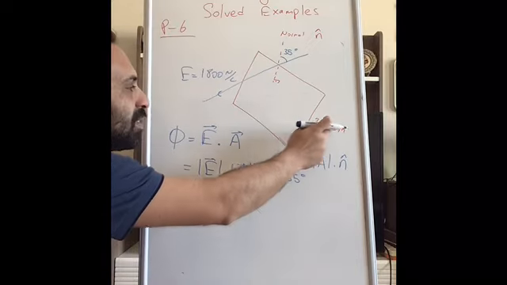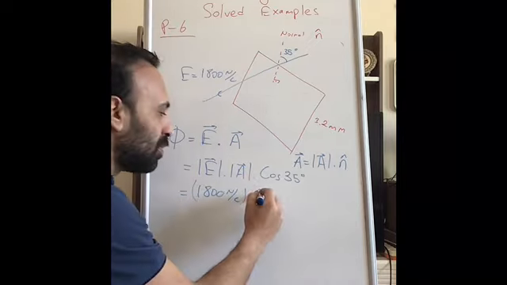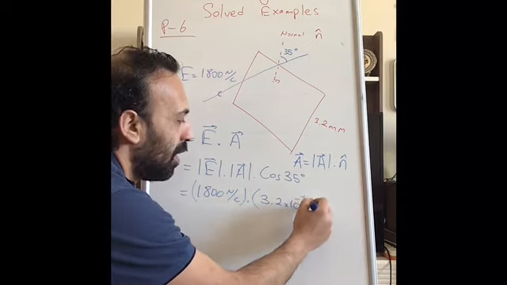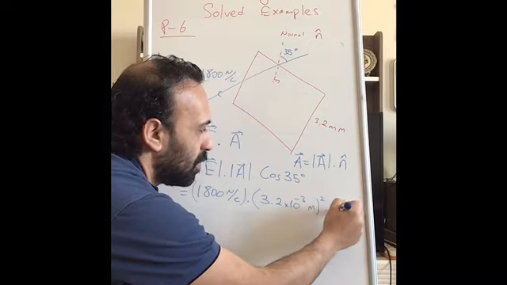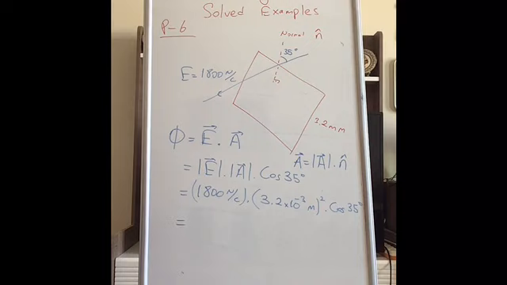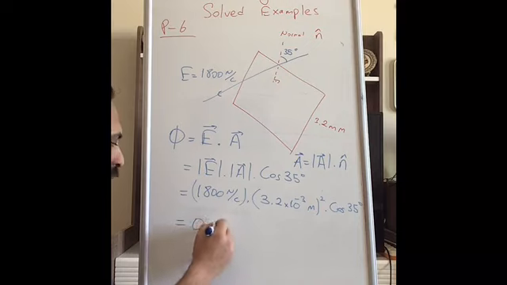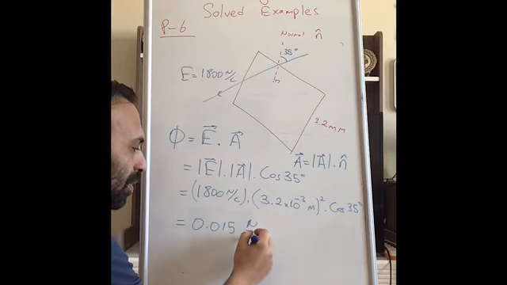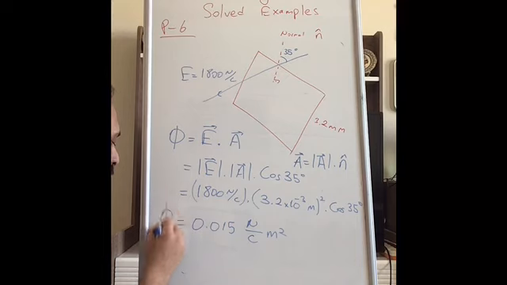The area is simply the square of this side, but we need to convert it to the meter. So 3.2 times 10 to the minus third meter, squared, times cosine 35. And if you use your calculator, you will find the value of the flux, which is equal to 0.015. And you shouldn't forget the units, Newton per Coulomb times meter squared. So this is the electric flux passing through this surface.